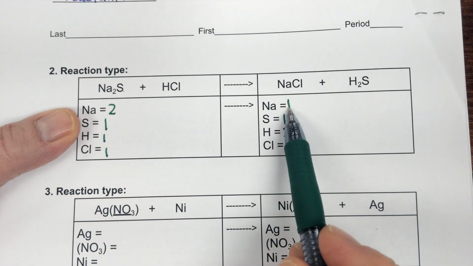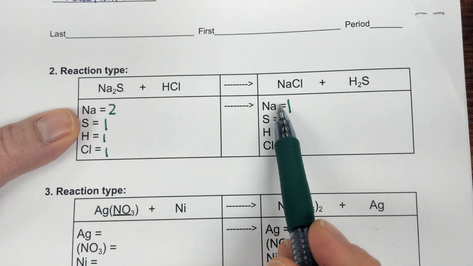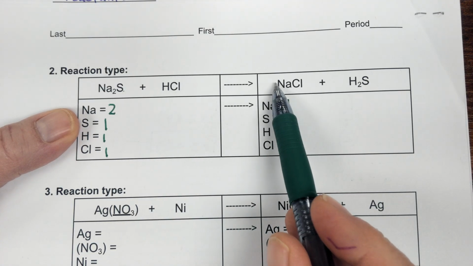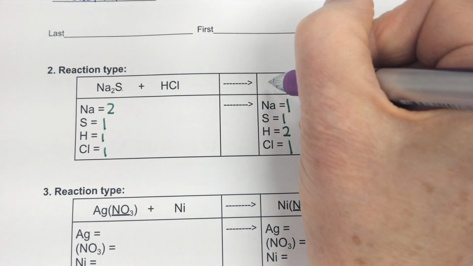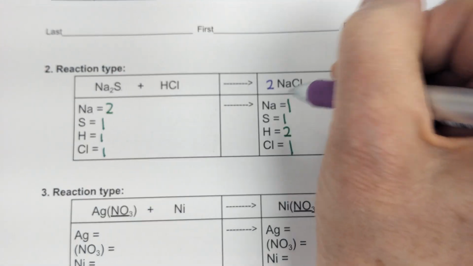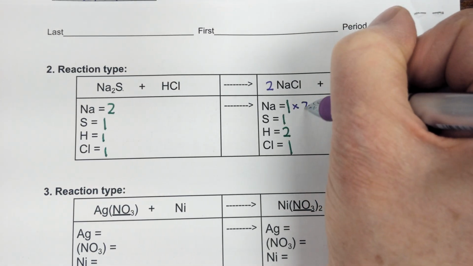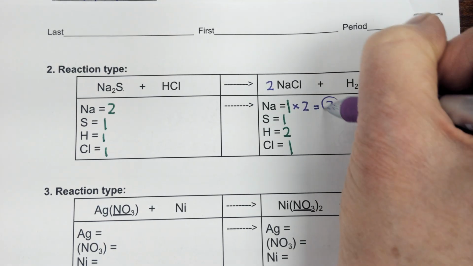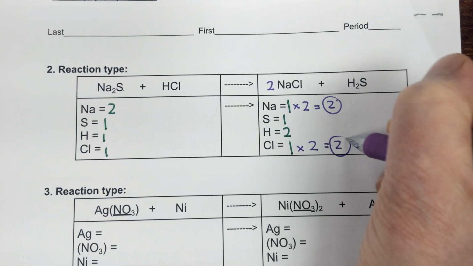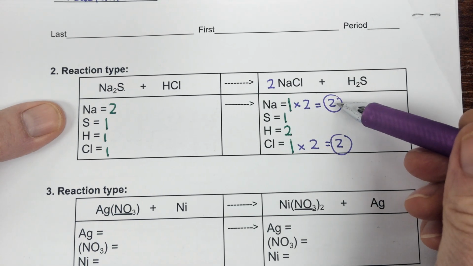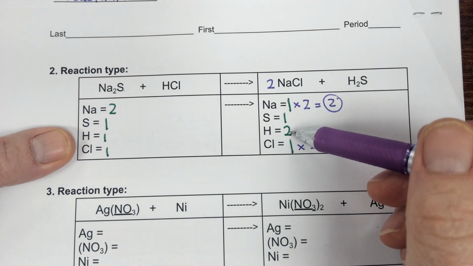I have 2 here and 1 here, so I need to increase the amount of Na. I'm going to put a 2 in front of my formula that has Na so that I can multiply by 2. So my 2 goes here, then I multiply the things that are in the formula. That's times 2 for sodium and times 2 for Cl. Alright, so now my sodium is balanced, my sulfur is balanced, but my hydrogen is not.